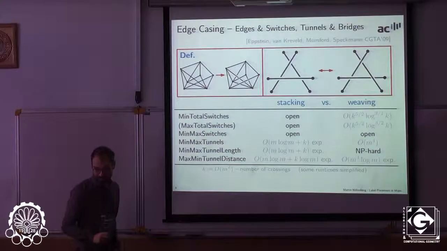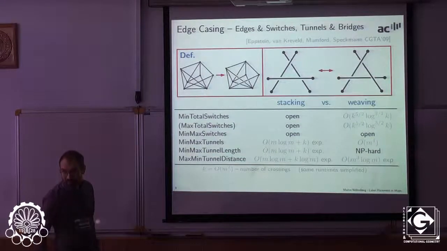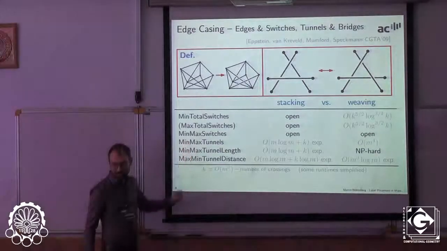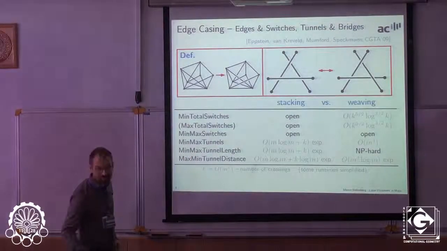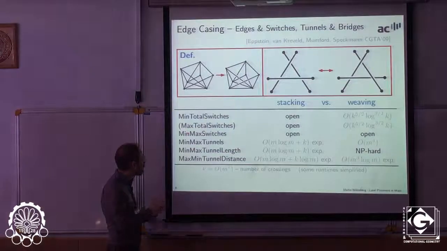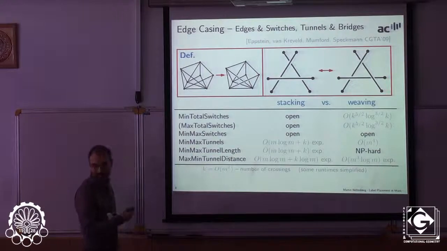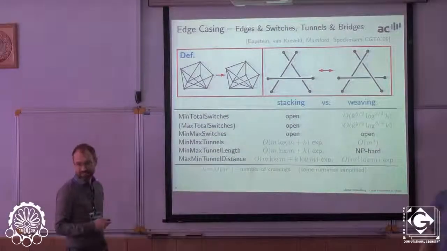Yes? Similar to one other criteria, makespan. Makespan? Yeah, minimizing the maximum switches. Yeah, but that's this one, right? Minimize the maximum number of switches. Yeah, so I think that's the one. Yes, to minimize the maximum number of switches per edge, but this is open in both models. So it's an interesting question to study, but this paper doesn't bring any results here.